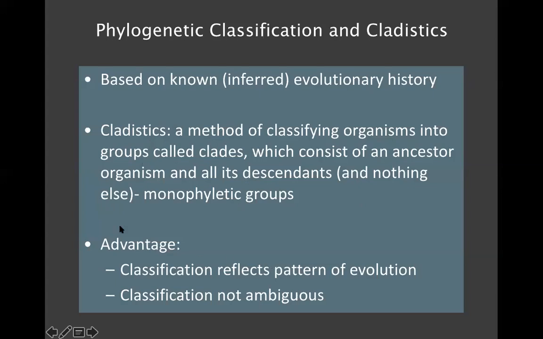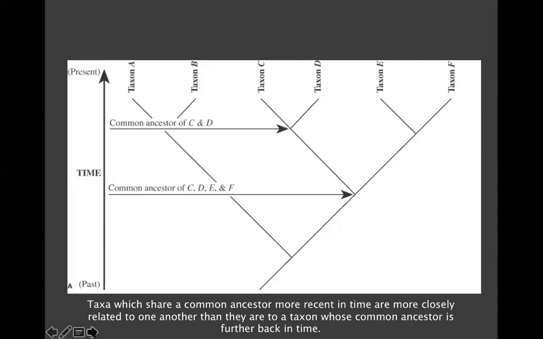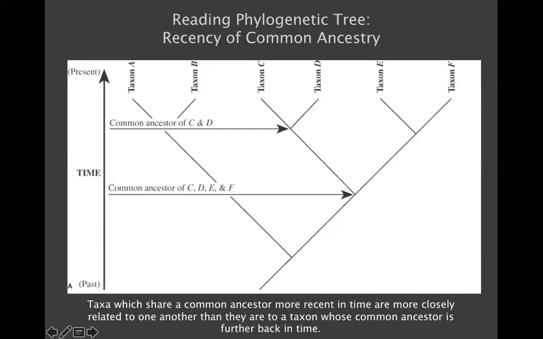It's very clear cut when you have a definition that each clade or group consists of an ancestor and all of its descendants and forms a monophyletic group. If that's the goal of phylogenetic classification, then it becomes very clear how you form a group. And so this is an example of a phylogenetic tree.